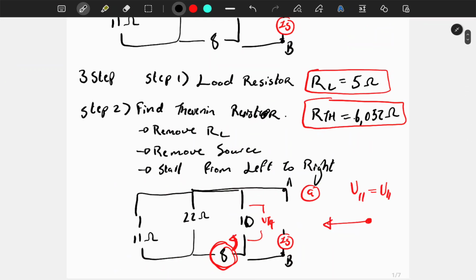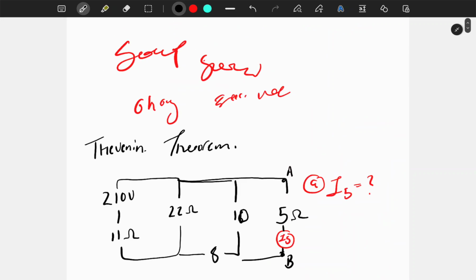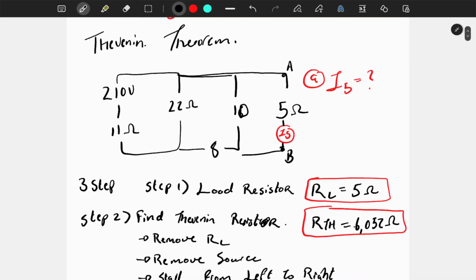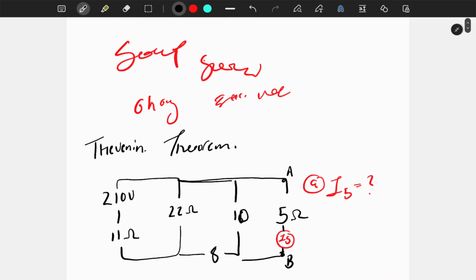So that's how you do these problems with Thevenin and Thevenin circuits. This is how you solve Thevenin circuits.